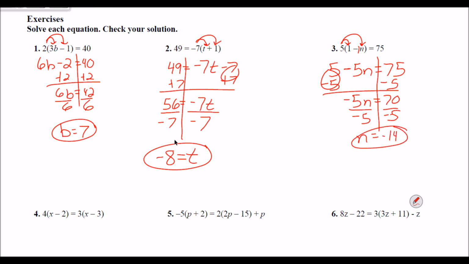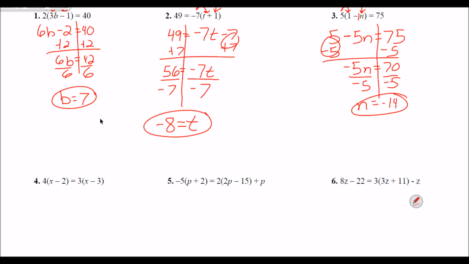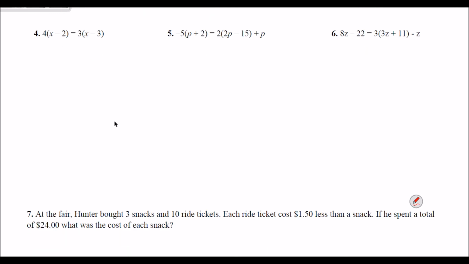Okay, number 4. This time I have parentheses on the left and on the right. So we have to be a little bit careful. If I ever have more than one set of parentheses, we work from the left side to the right side out first. Okay? So 4 times x is 4x. 4 times negative 2 is negative 8. And then on the right side, we go ahead and distribute those as well. So 3 times x is 3x. And 3 times negative 3 is negative 9.